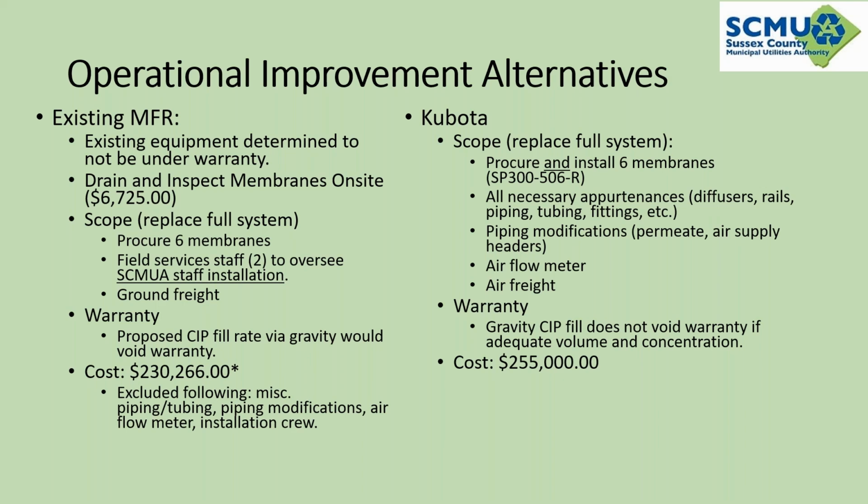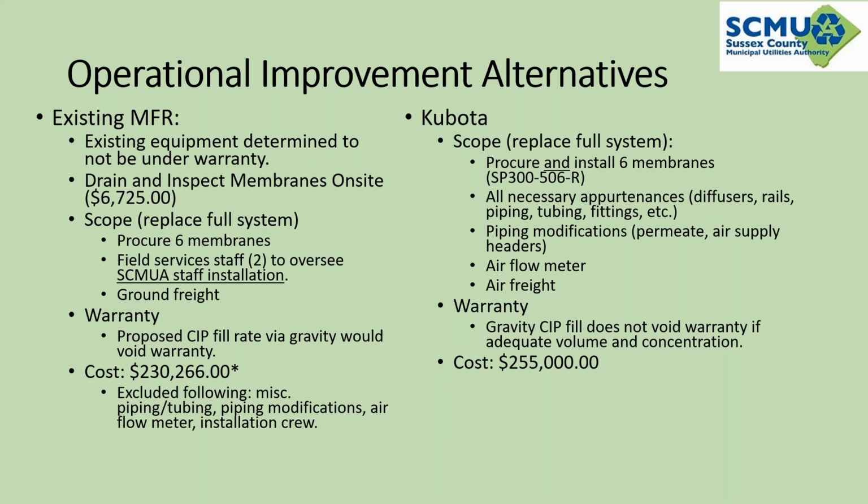Looking at the other side of the fence here, we looked at the full system replacement with Kubotas, the SP300s. Their proposal included basically all the necessary appurtenances: the diffusers, rails, piping, tubings, fittings, everything.